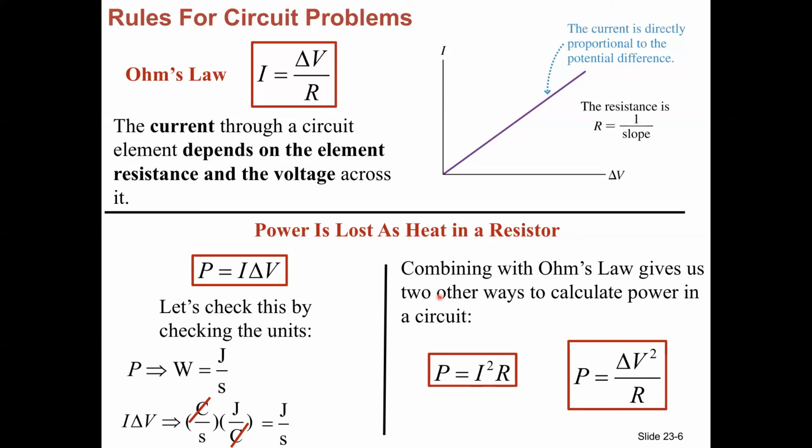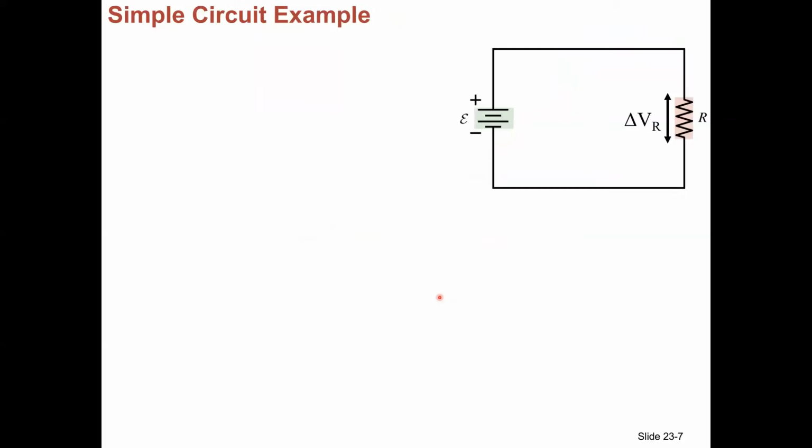Okay, then let's take a look. I'm going to do just the simplest circuit example that you can look at here. This is just going to be one battery connected to one resistor. I'm not going to work through the numbers yet, but let's say the battery here is a 9-volt battery.